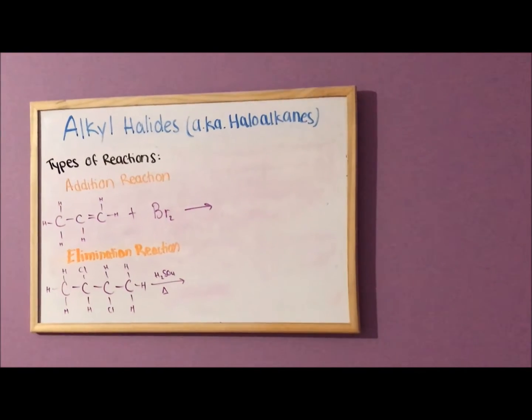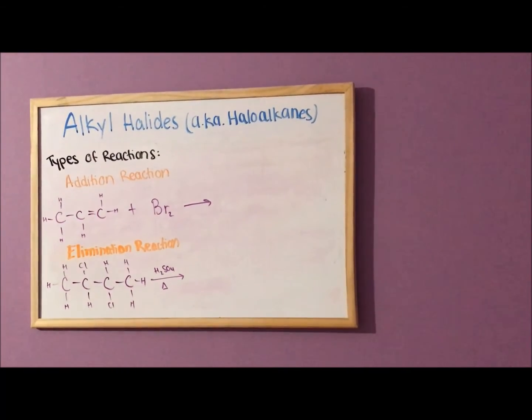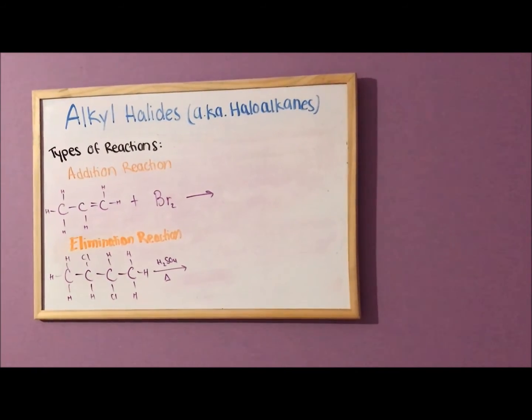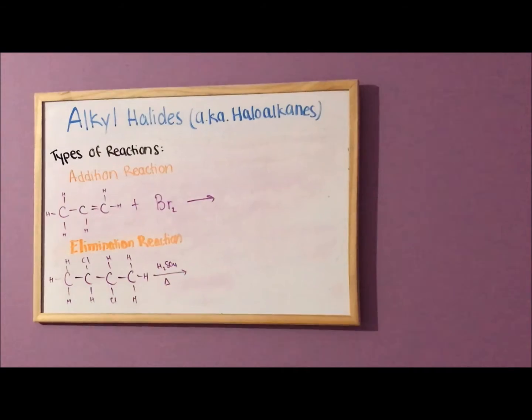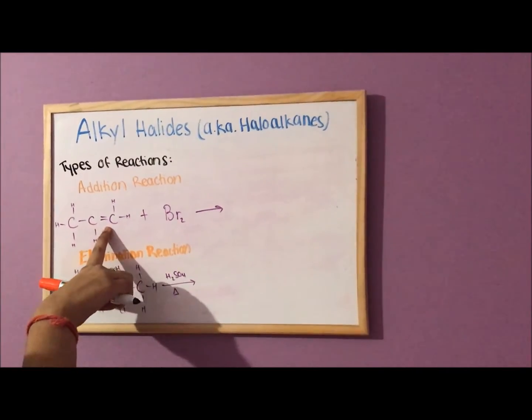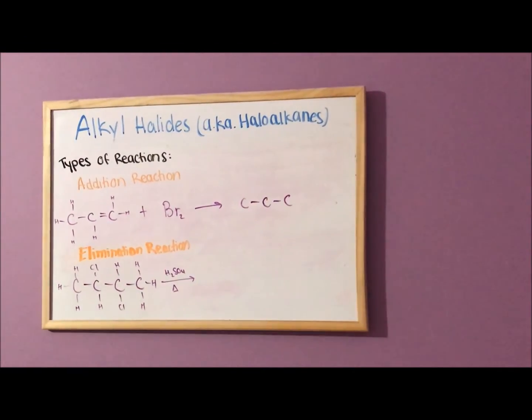So, types of reactions with alkyl halides. The first kind of reaction we're going to do is the addition reaction. For example, if we had propene plus bromine, we would get 1,2-dibromopropane. This is because in the reaction, the double bond would break apart. So it would be a carbon chain with 3 single bonds.